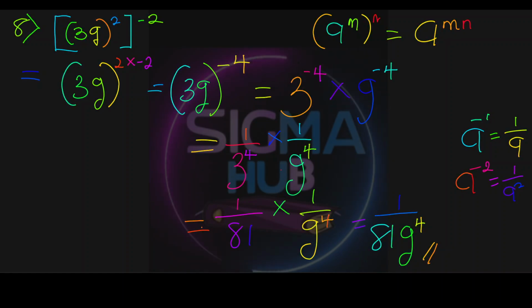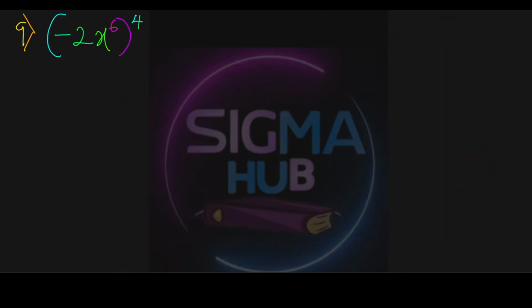So let's move to another example. Now, this question is almost similar to the last question that we just did, but there is a slight difference. The difference is we are having two powers also, 6 and 4. But you need to understand something. The 6 is for x alone, while the 4 is for both x and for minus 2.